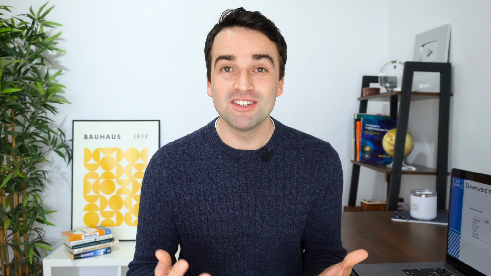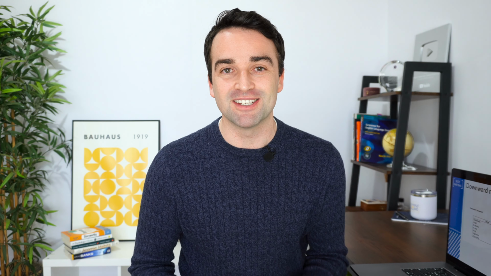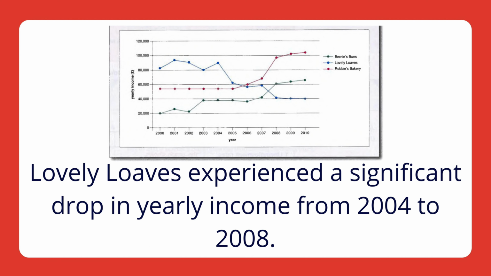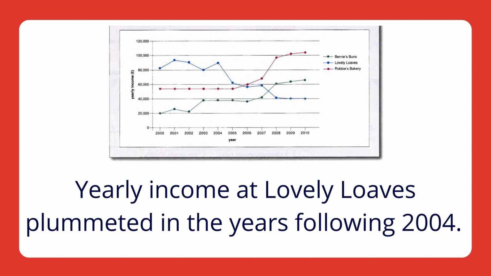And as I mentioned earlier, I recommend you memorize and practice using at least 3 of these, so when you take the test, you can use a variety of phrases to describe a downward movement. And here they are in some more sentences. Lovely Loaves' income declined rapidly from around $90,000 in 2004 to just over $40,000 in 2008. Lovely Loaves experienced a significant drop in yearly income from 2004 to 2008. Yearly income at Lovely Loaves plummeted in the years following 2004.